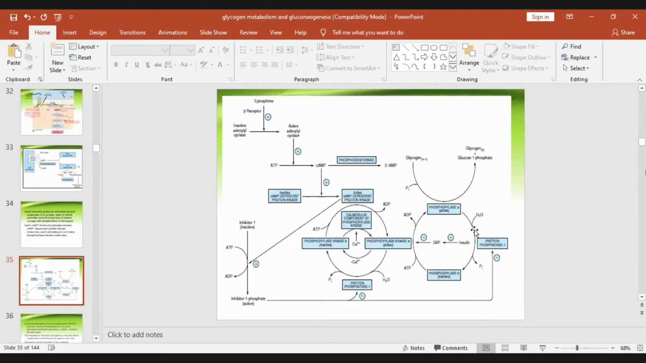So you can see that it is inhibited. Conversion of phosphorylase B to A is inhibited. Whereas protein phosphatase dephosphorylates phosphorylase kinase A to form inactive phosphorylase kinase. And this protein phosphatase is inhibited by inhibitor 1, which is activated by cyclic AMP. So these steps you should remember.